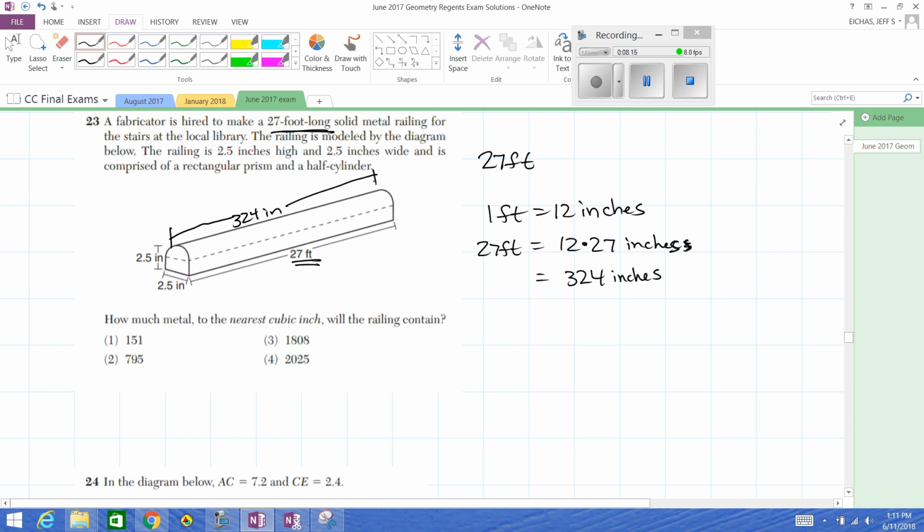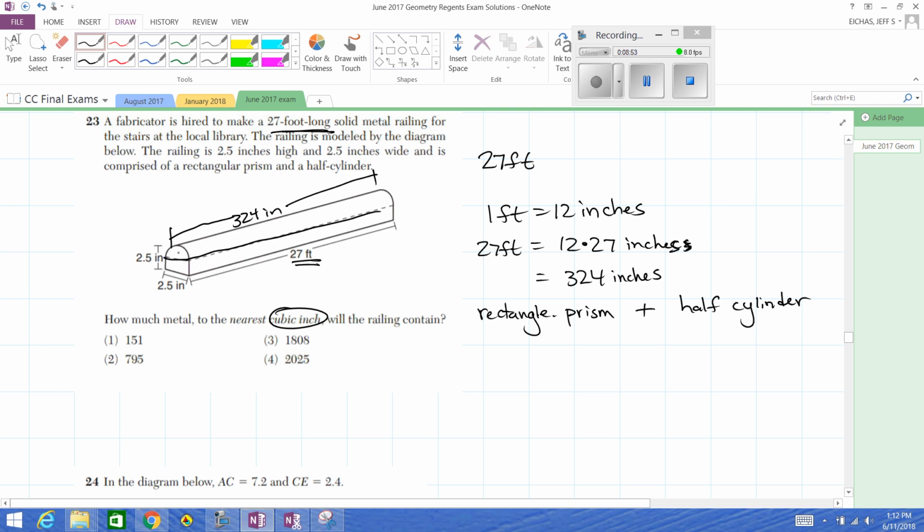Okay, how much metal to the nearest cubic inch would the railing contain? Oh, it's interesting. What we have to piece together is a rectangular prism, which is the bottom portion. See this part right here? It's a rectangular prism. Plus, you'd have to do a half cylinder. It's hard to see that, but that's what we're doing. All right, let's start with the rectangular prism first.